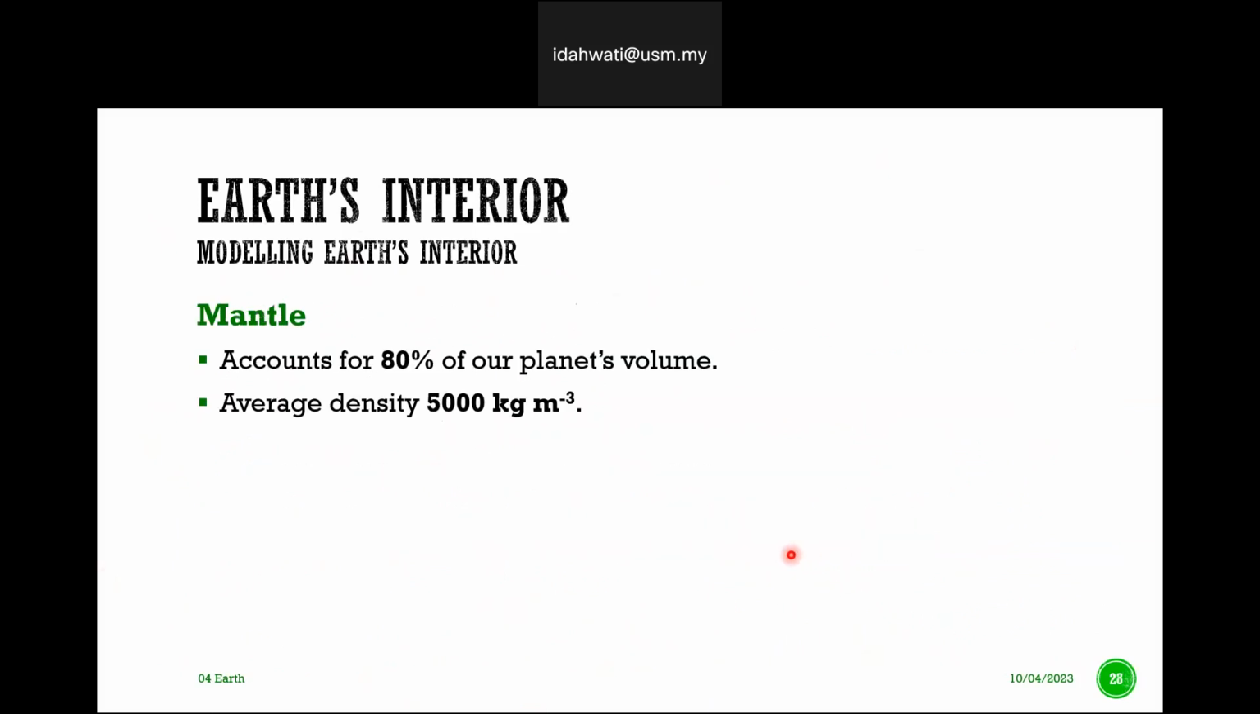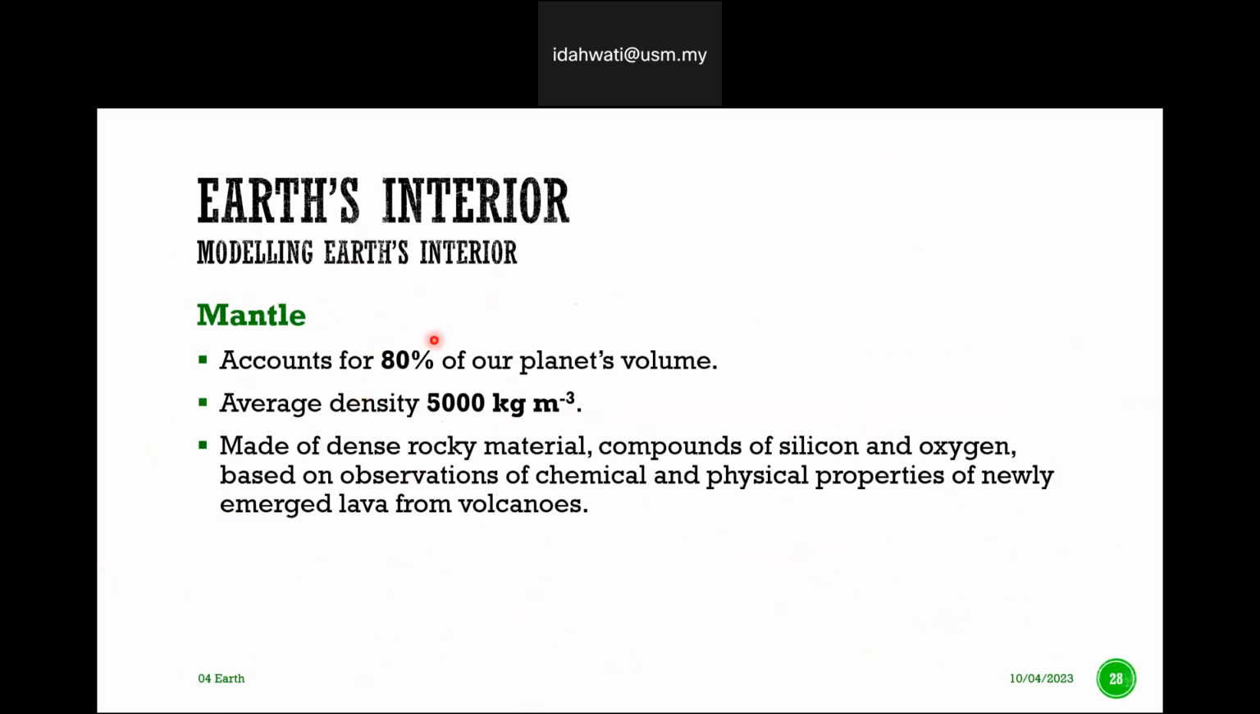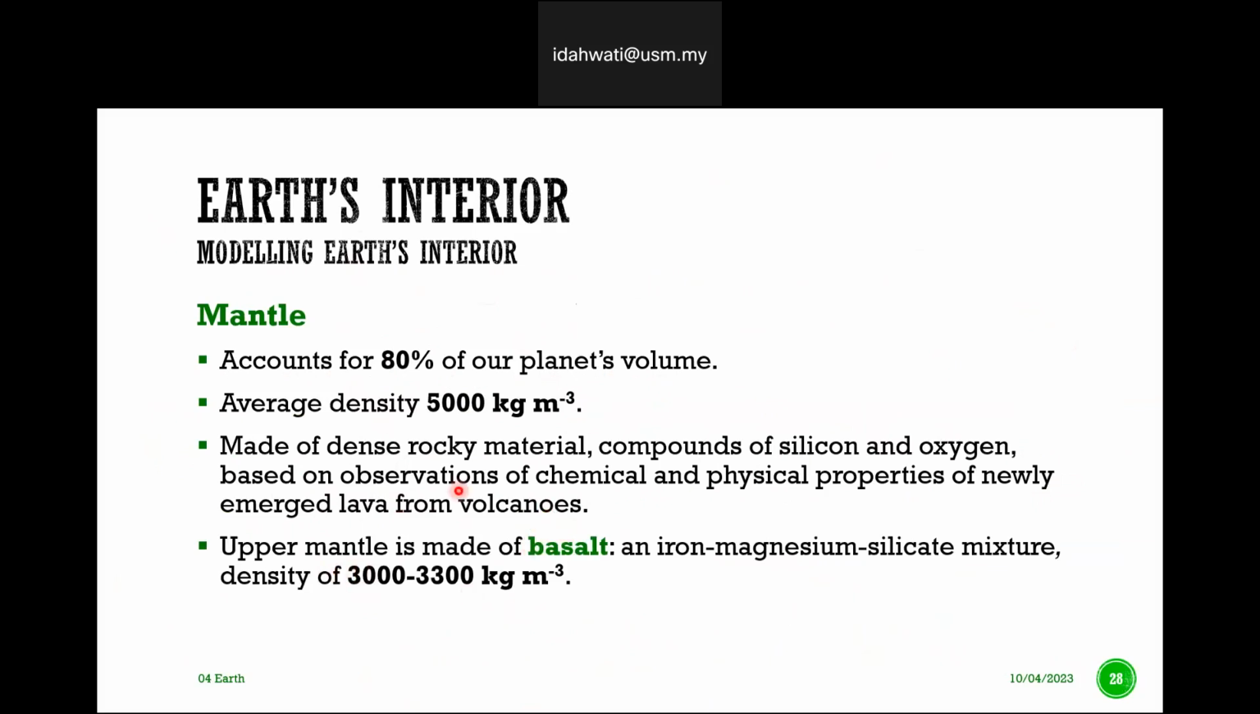Okay, so how about the mantle? The mantle accounts for 80% of our planet's volume. Average density is 5,000 and it is made of dense rocky material, compounds of silicon and oxygen, based on the observation of chemical and physical properties of newly emerged lava from volcanoes. So the upper mantle is made of basalt, an iron-magnesium silicate mixture.